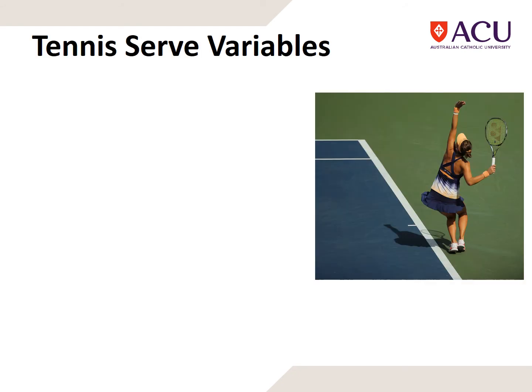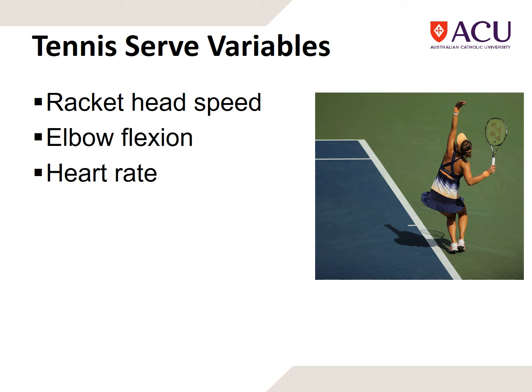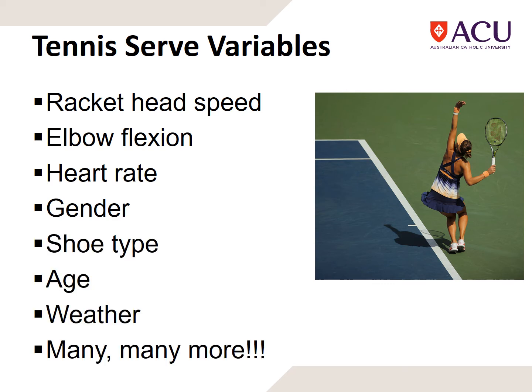Take, for example, the tennis serve that we talked about when we introduced variables. In general, we started thinking, well, from this situation, the tennis serve, there's things that we can measure like racket head speed and elbow flexion and heart rate and gender and shoe type and age and weather and many more. So there's so many things that we could measure in this situation. But if you think closely about it, we can't really treat all these the same.